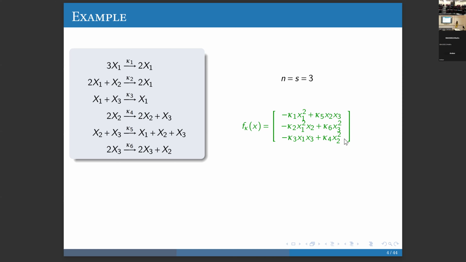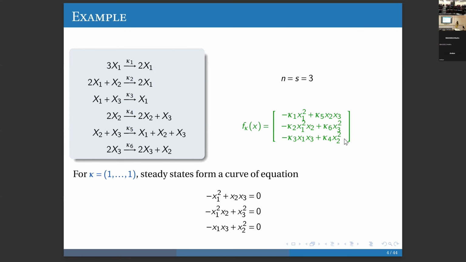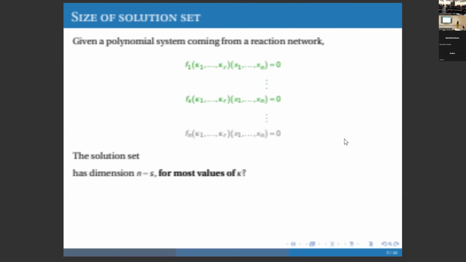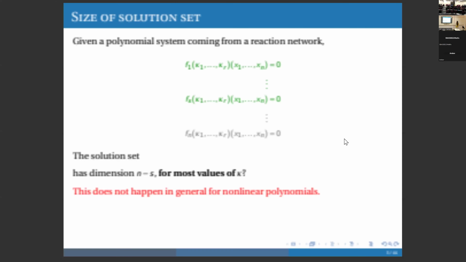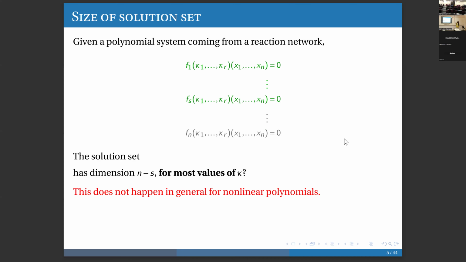If you, for instance, choose all the k's to be 1, then this is a set of equations, and the solution set of these equations is a curve. So I have 3 linearly independent equations, 3 variables, and I get a curve. So it's not true for all k. But is it true for most k's? Is it generically true? That would be the most interesting question. In general, it does not happen for nonlinear polynomials with parameters in the coefficients. It does not need to be true.